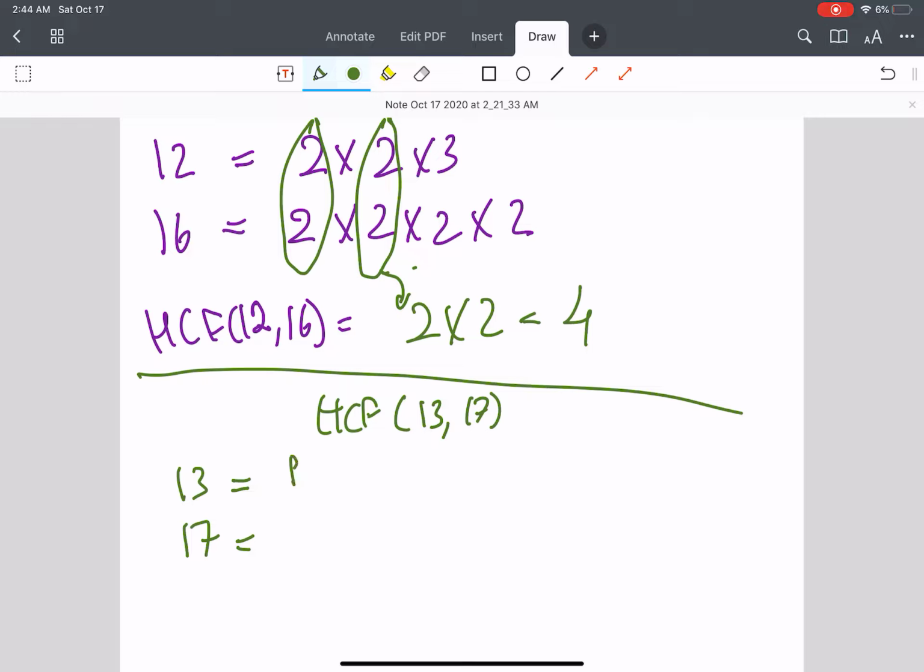Actually, 13 is prime. It cannot be written as a product of prime factors because it's prime. It doesn't have prime factors. Let's say no prime factors.